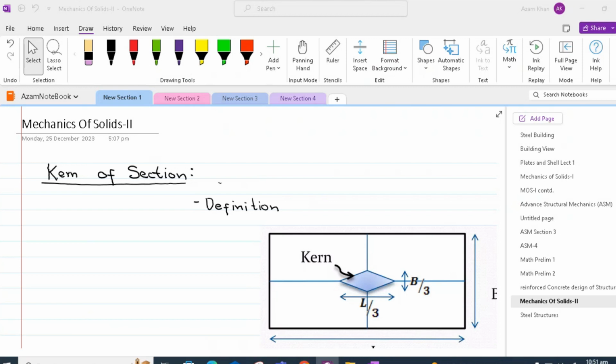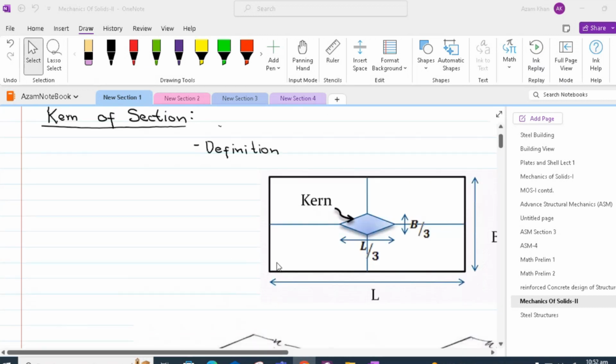Let us now discuss a special case of combined stresses, which is called the kern of a section. The kern of a section is the region in which a compressive point load may be applied without producing any tensile stress on the cross section. So for example, if we have this cross section, which is rectangular, having length L and width B, the kern of a section is a region where we can apply a compressive load without causing tension at any point within this cross section.